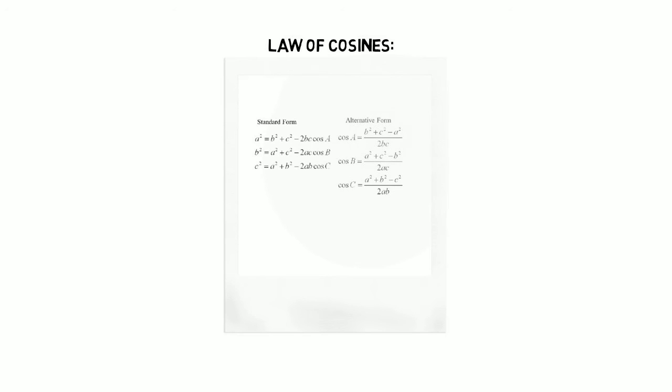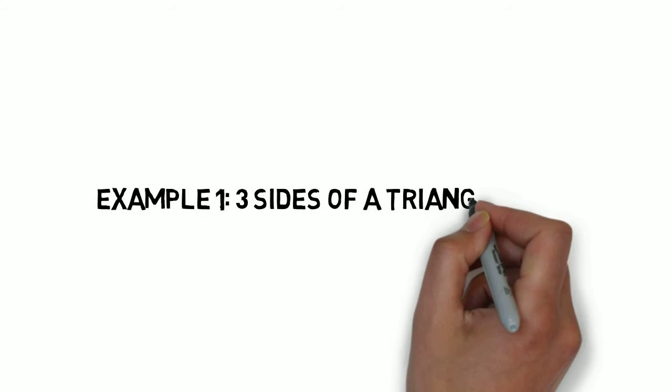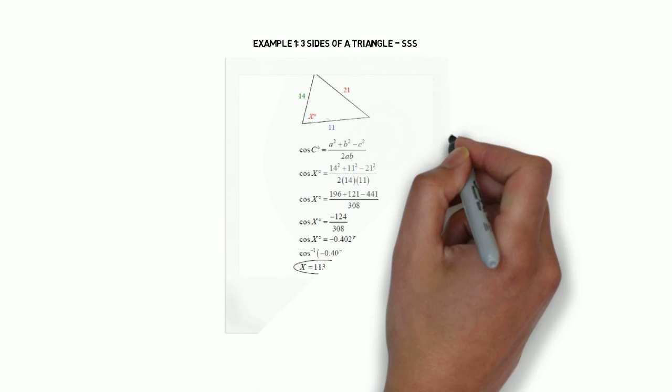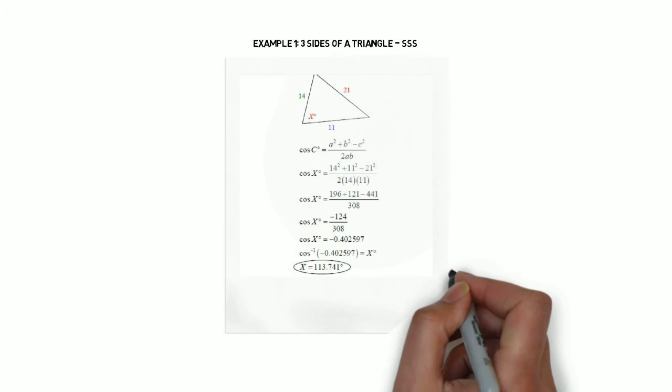And then for the next example, we have an SSS example. That means that you're given the measurements of three sides of the triangle, and you're trying to figure out what angle X is equal to. For this, you're just going to plug the values that you're given into the law of cosines.